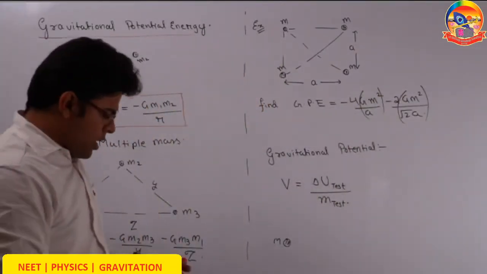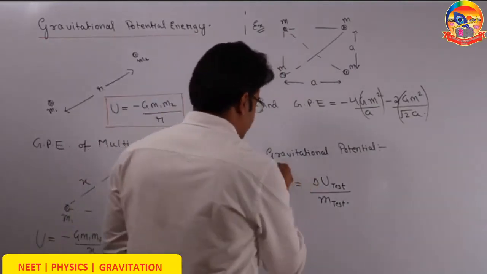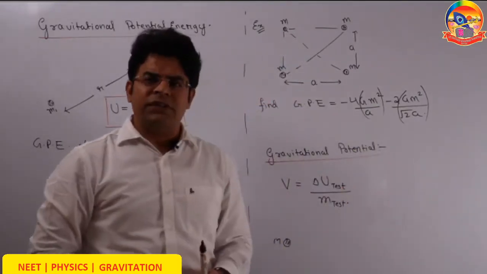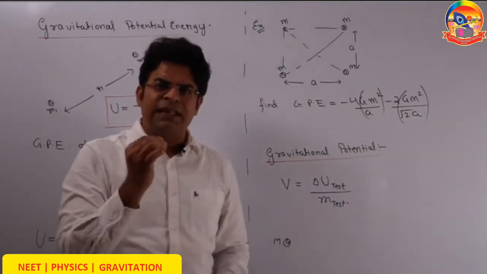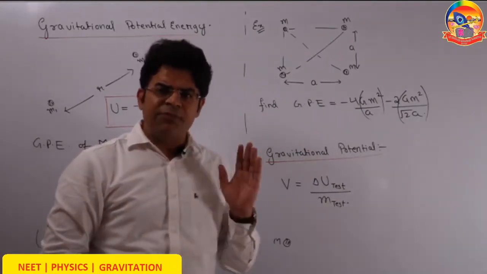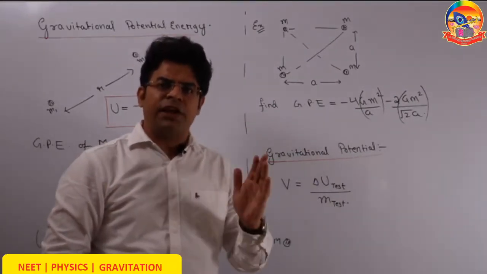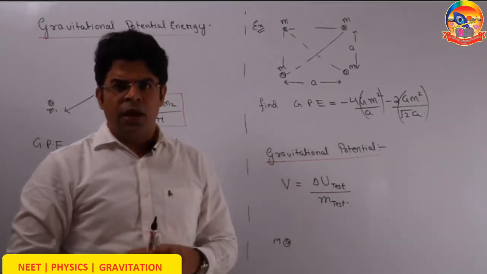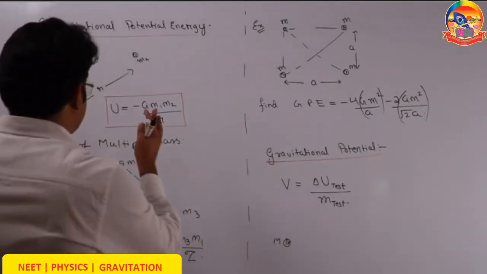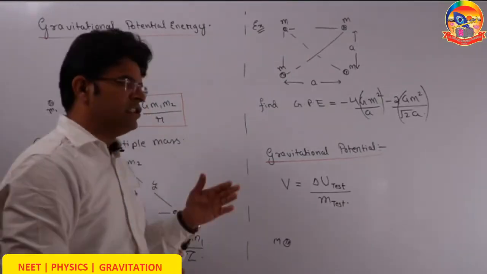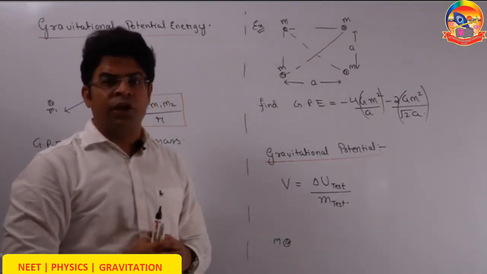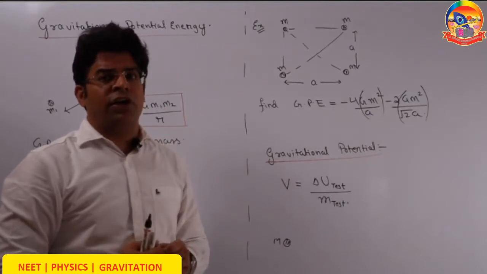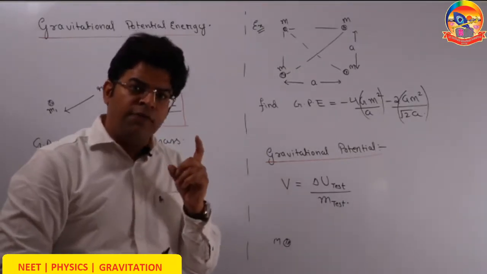Next thing, what is gravitational potential? Remember how we first defined a force and then we defined the field. In the same way, we first defined gravitational potential energy and then we defined potential of a point. Just like gravitational potential energy is a scalar quantity, gravitational potential is also a scalar quantity. Just like force is a vector quantity, gravitational field is also a vector quantity.